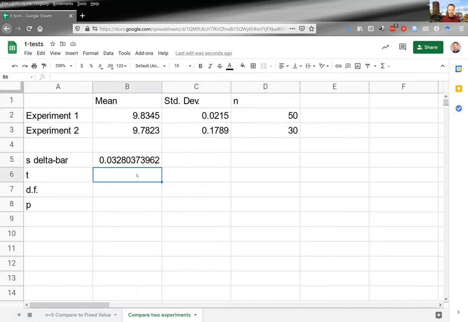So you can see that this S delta bar is combining the standard deviations of our two experiments in some sort of intelligent way. From here, we can calculate the T value, and that is the difference of the two means, just like we saw here, divided by this S delta bar. And so there is my T value. Now, in addition to being used for the probability, usually you actually quote your t-values in a lot of literature. You don't just quote the p, you also quote the t. So that's why we're always calculating it out.